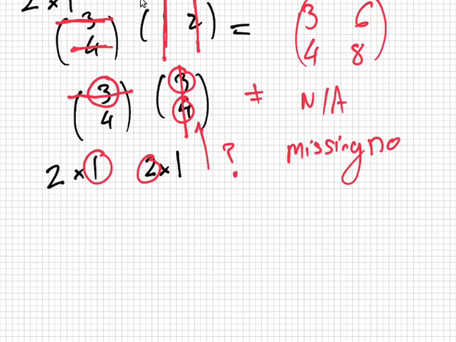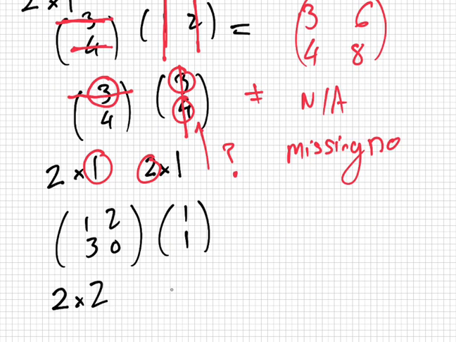Let's have a look at another example. 1, 2, 3, 0, 1, 1. Okay, how many rows and columns here? It's 2 by 2, and this one here? 2 by 1. So I should be able to multiply them because these numbers match. And the answer would be 2 by 1. Is that correct? Yes, it would be.